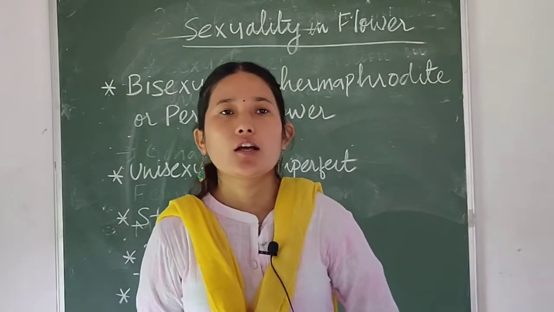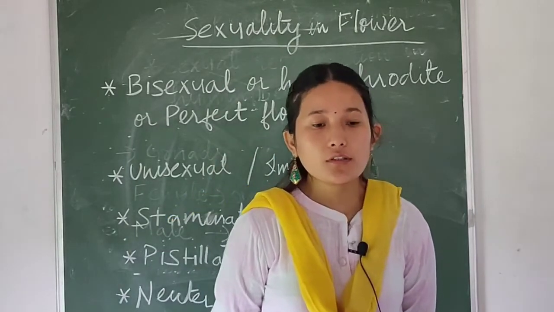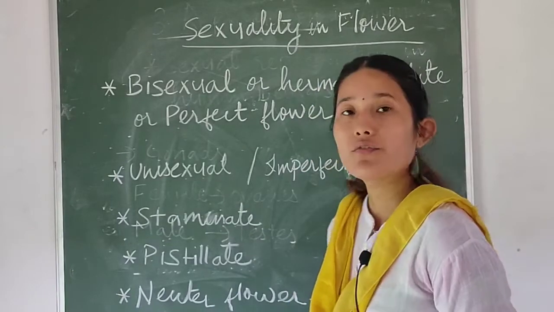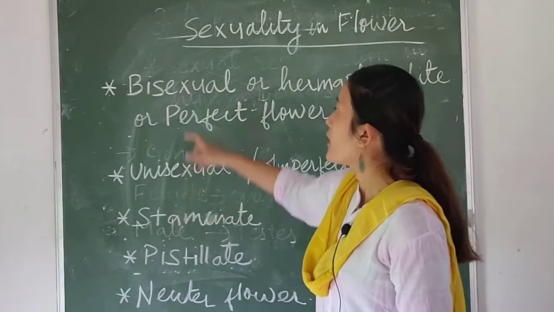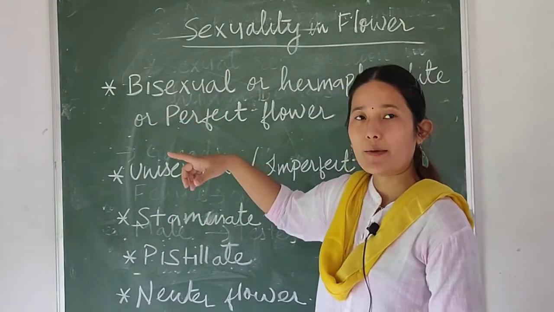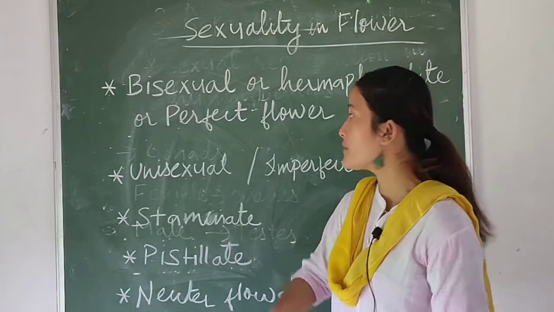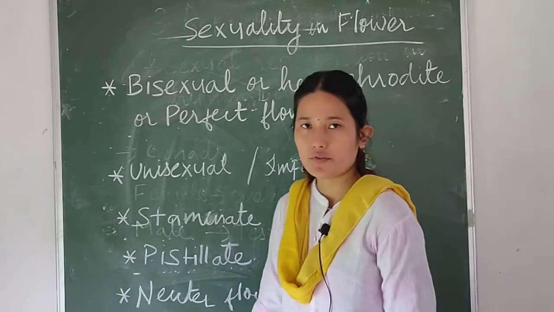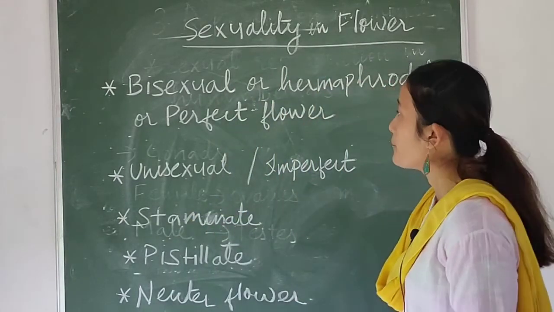Hello class, we will be continuing the previous chapter. Today's topic will be sexuality in flowers. Flowers can be divided into types on the basis of sexuality. There are, or rather, three types: bisexual, unisexual and neuter flower. First let us understand what is a bisexual flower.